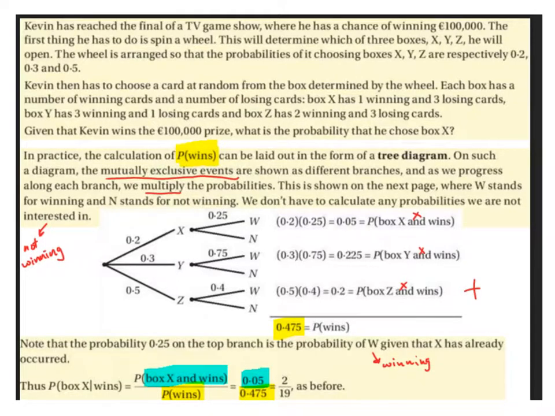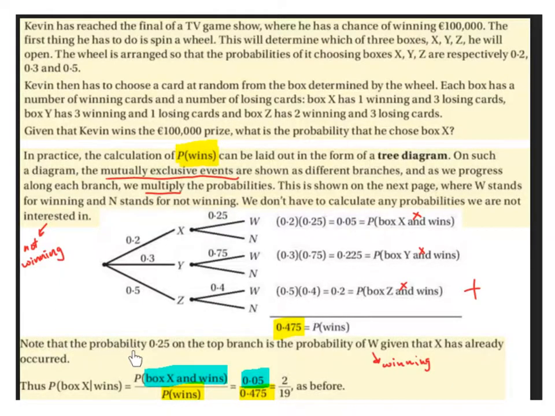So the probability of choosing box X and winning is 0.2 times 0.25, which is 0.05. The probability of choosing box Y and winning is 0.3 multiplied by 0.75, which is 0.225. And the probability of choosing box Z and winning is 0.5 times 0.4, which is 0.2. So it's this or this or this, so we add. So we get 0.475, and this is the probability of winning.